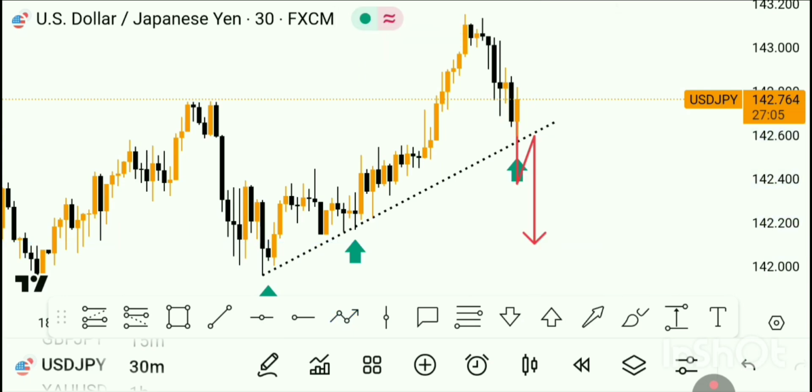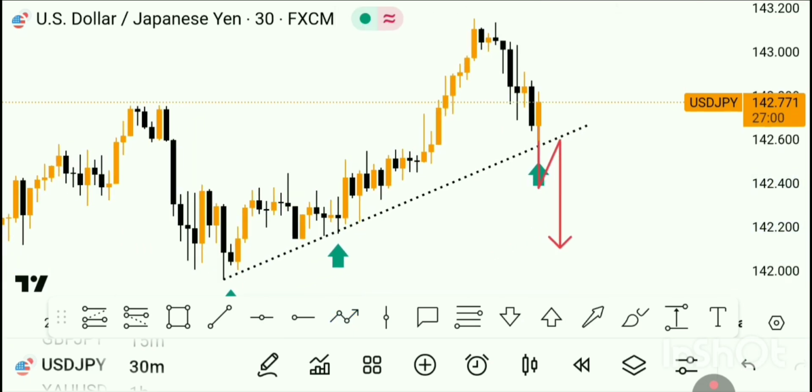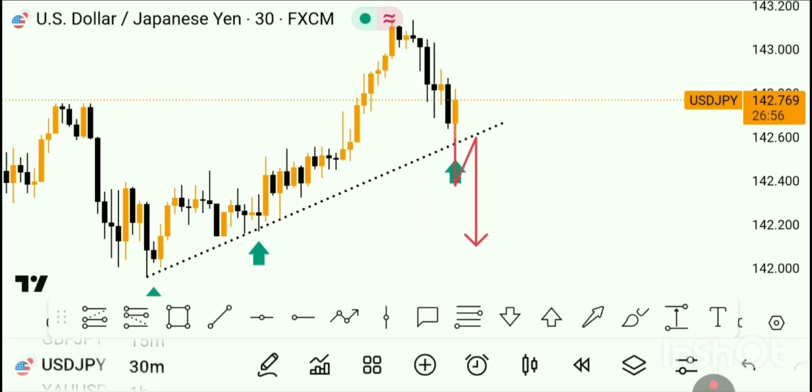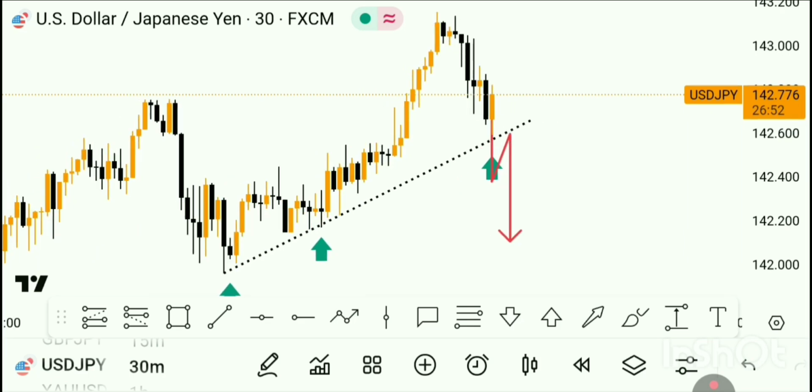So that's that about trend lines. Just wait for reactions around this, just like a normal support and resistance level. But when the market is trending either upward or downward, you cannot see the normal support and resistance. So that's where trend lines come in.